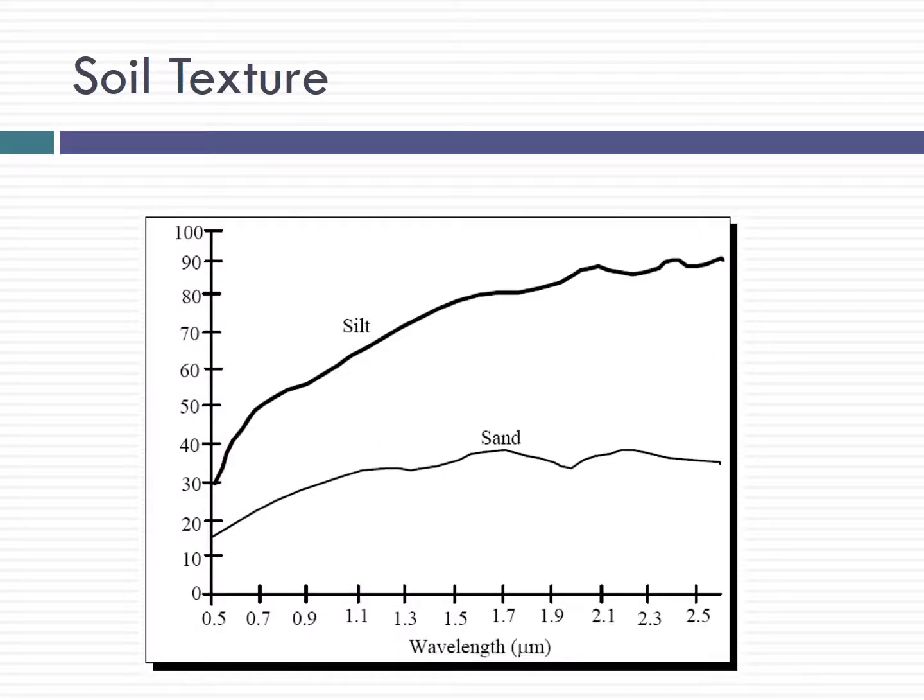Texture wise, texture just has to do with the particle sizes, clay being the smallest, silt being the middle, sand being the largest. And in this example you can see how sandy soils have a lower and different profile than silty soils.